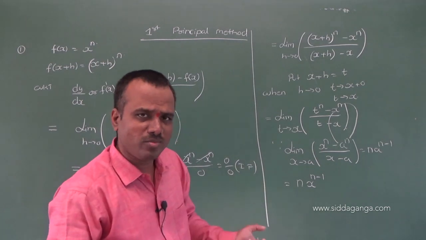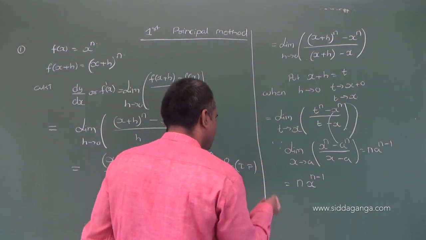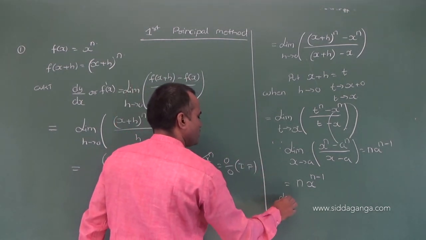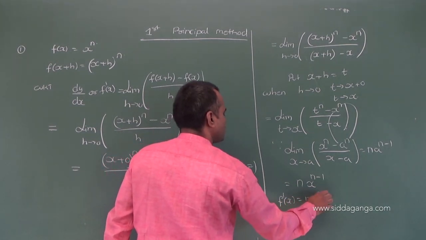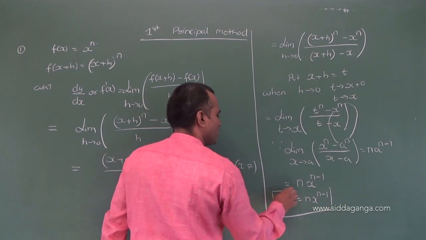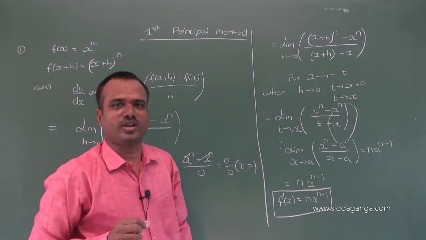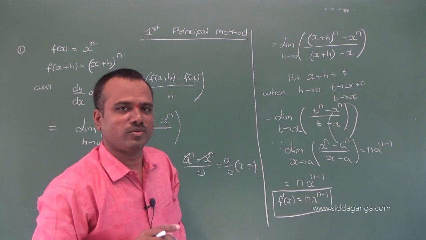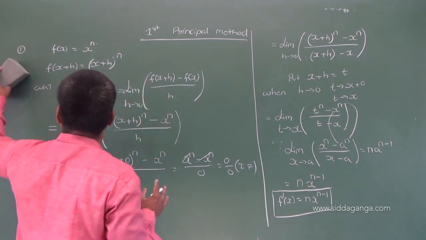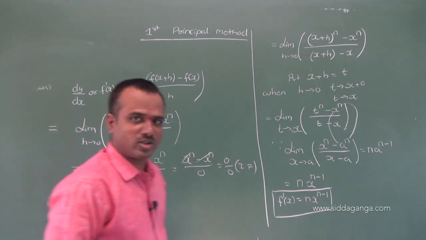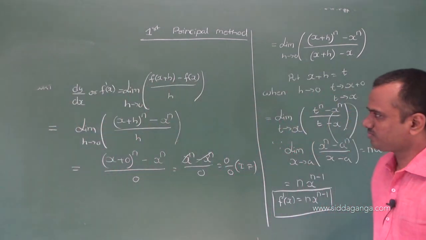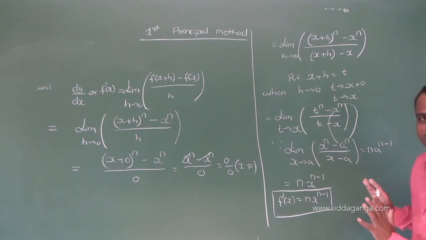This result is the limit value. If we call it f dash of x, it is n into x to the power n minus 1. Very important formula, n into x to the power n minus 1. This method we call the first principle method. Observe this very carefully.